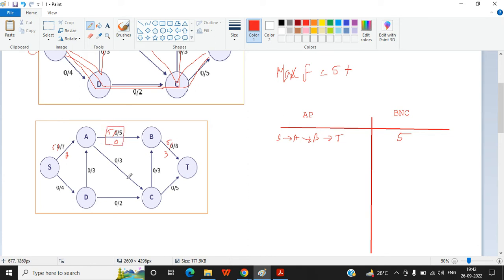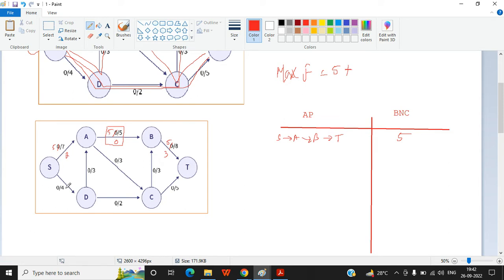What does that mean? This signifies that no more flow is possible from A to B, because the capacity has been consumed. All the full capacity has been used for this path. So you cannot move any flow from A to B. Okay, fine. So we have considered this path: A to B to T.